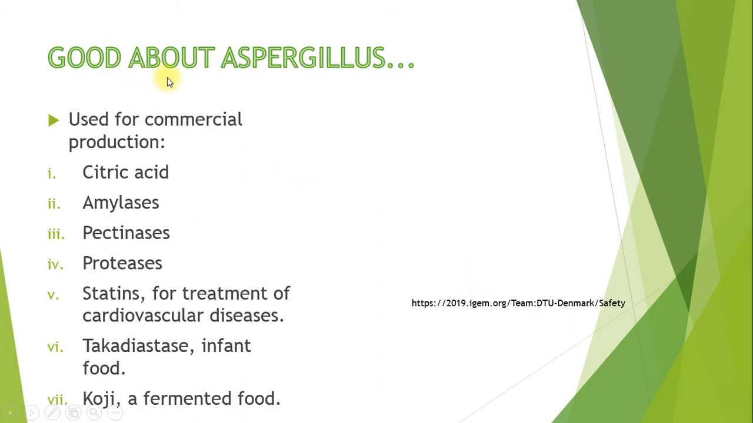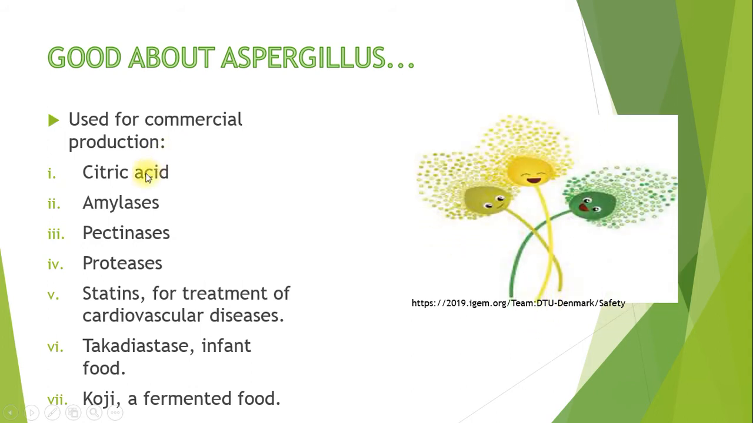There are some good features about Aspergillus. It has been used for the commercial production of citric acid, amylases, actinases, proteases, statins, which are used for treatment of cardiovascular diseases, tachydiastase used in infant food and also used for the production of a fermented food called koji.